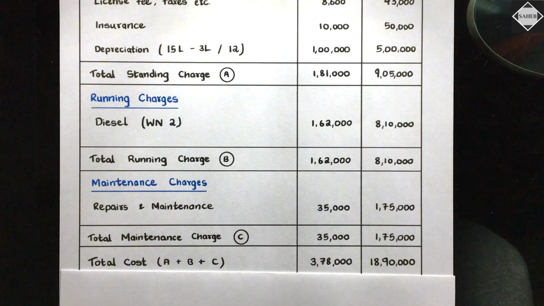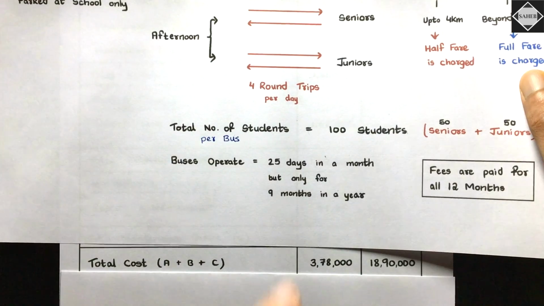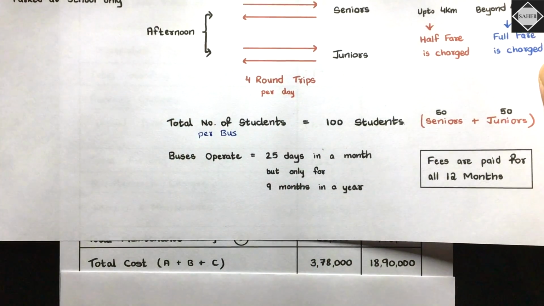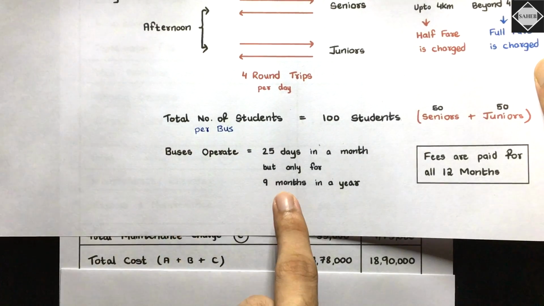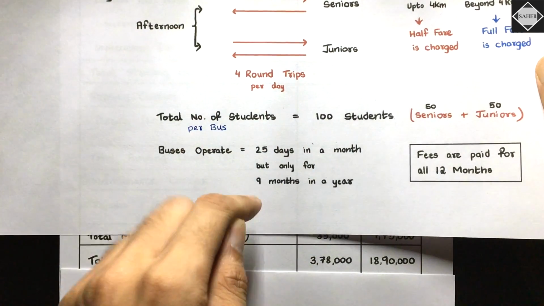You will use your special mind and think, no sir, not 12. We will divide by 9 because we are just operating the school buses for 9 months. That's completely wrong. Understand properly. This 9 months is for the diesel calculation, or some other cost calculation in some questions.